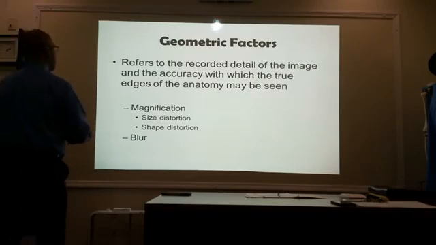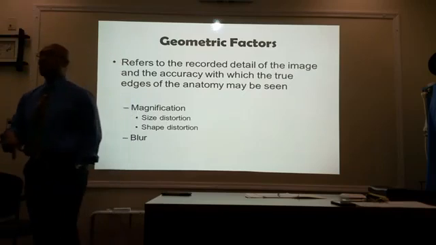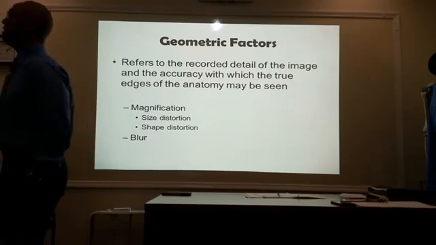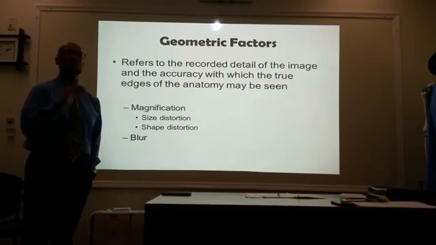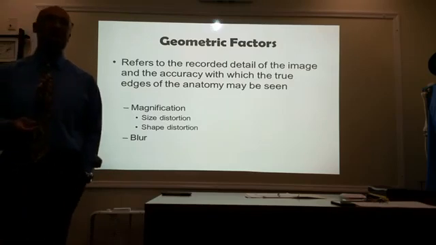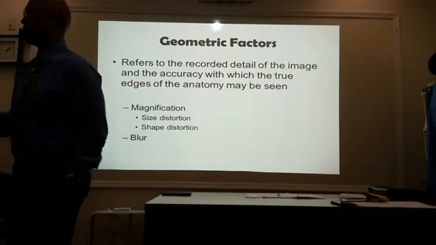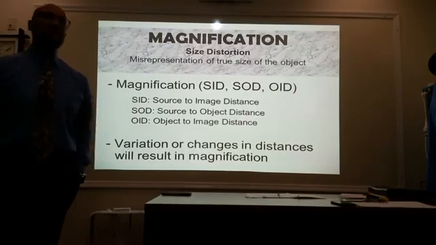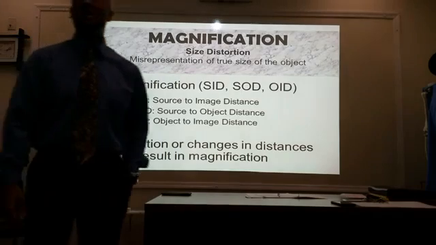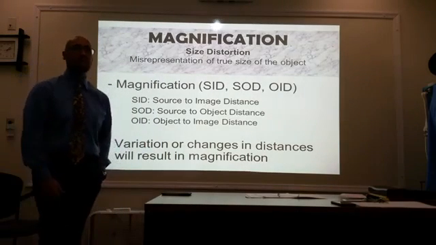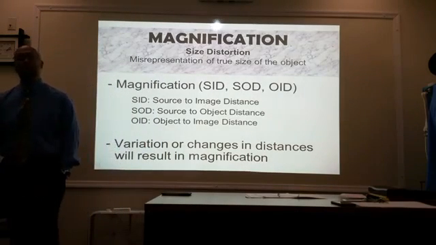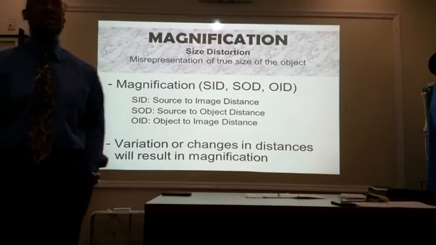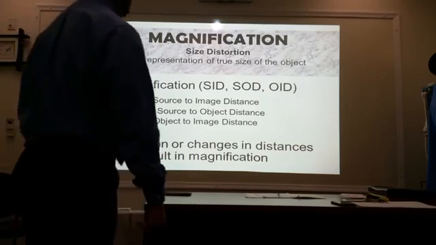All right, let's talk about geometric factors. Geometric factors refer to the recorded detail of the image and the accuracy with which the true edges of the anatomy may be seen. We're going to be talking about magnification, and we're going to be talking about shape distortion. We'll talk about blur here in just a moment. Magnification is a misrepresentation of the true size of the anatomy being radiographed.